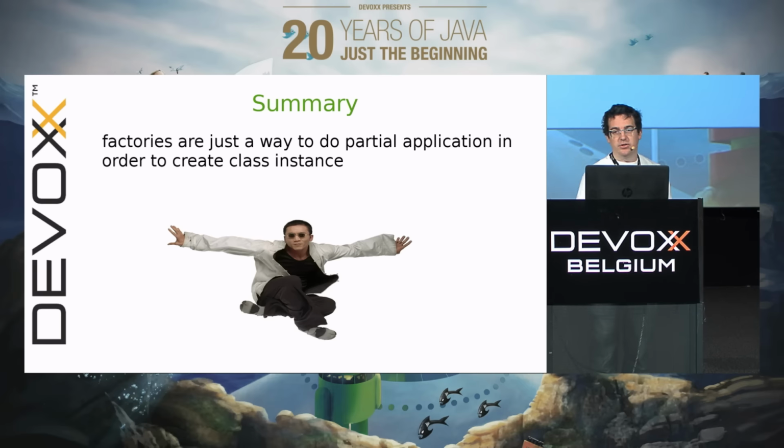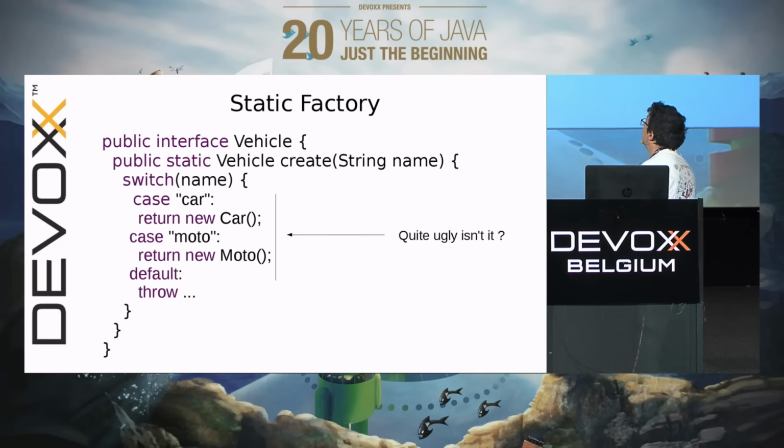Let's take an example a little more complex. Let's say I have a method create, which takes a string and returns a vehicle. Depending on the string, if it's a car, we'll return a car. If it's a moto, create a new moto. And if it's not a car or a moto, I will just throw an exception. Obviously, this code is ugly because I have written in the code all the possible implementations, which means that if I come with a new implementation, I will have to crawl all the code, try to find all the switches, and replace them with a new implementation.